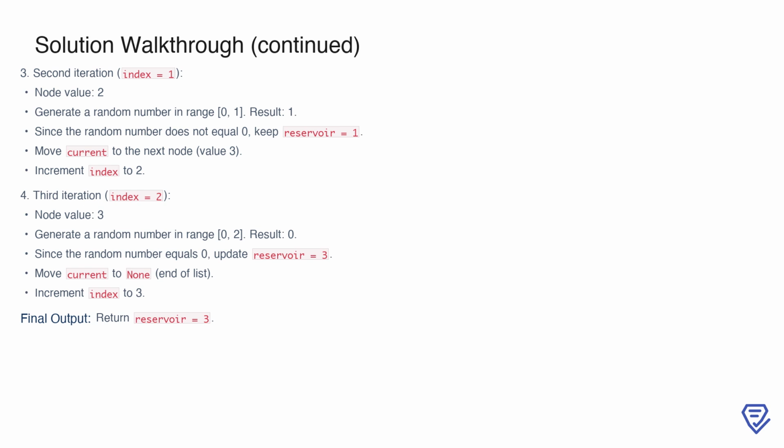Now, in the third iteration, the index is 2, and the current node value is 3. We generate a random number in the range 0 to 2, and the result is 0. Since the random number equals 0, we update the reservoir to 3, the value of the current node. Finally, we move the current pointer to none, indicating the end of the list, and increment index to 3. At this point, the function returns the value stored in reservoir, which is 3.